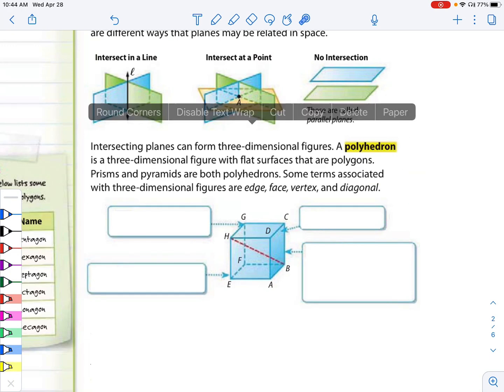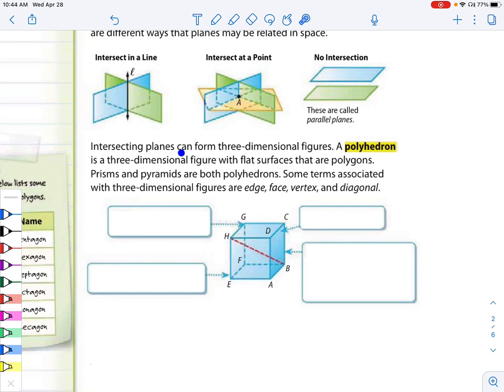When we talk about intersecting planes, they can come from three-dimensional figures. A polyhedron is a three-dimensional figure with flat surfaces that are polygons. Remember, a polygon is two-dimensional. A polyhedron is three-dimensional.